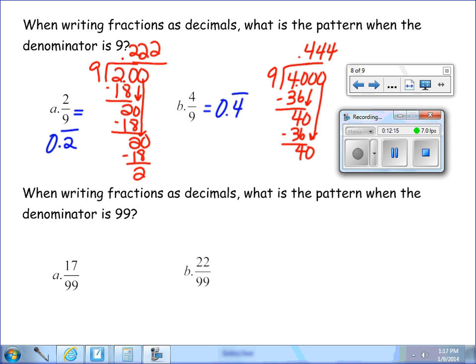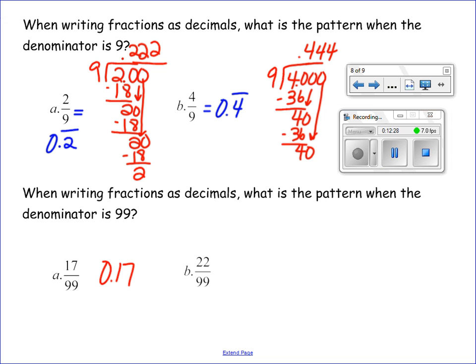So let's look at the next example. When writing fractions as decimals, what is the pattern when the denominator is 99? It is the same rule: the numerator repeats itself. So when you divide 17 by 99, you get 0.17 with the bar notation over the 17. With a denominator of 99, 22/99 is 0.22 with a bar notation over the 22. So, note, when the denominator is 9, the numerator repeats itself. When the denominator is 99, the numerator repeats itself.